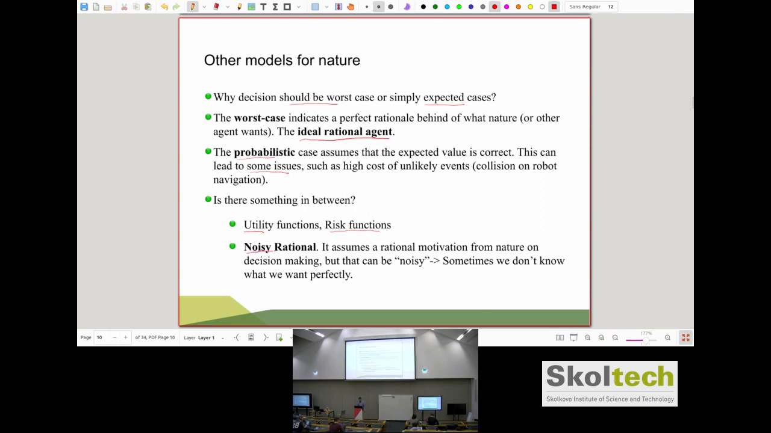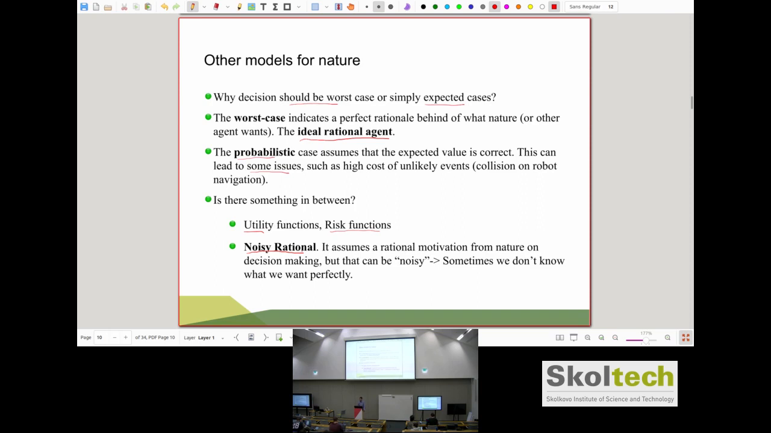And the second one, that is very, very interesting, is noisy rational. I think it's interesting because we are noisy rational. We mean people. Why? It's not because we are irrational, right? There's always some motivation for us to take decisions, but sometimes you don't know what they are. Maybe you have incomplete information. And that means that for some problems, you cannot really assume that there's full rationality behind.